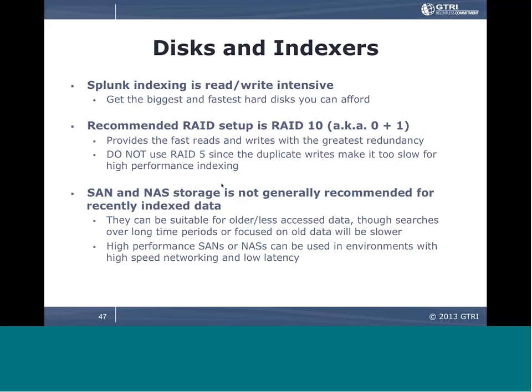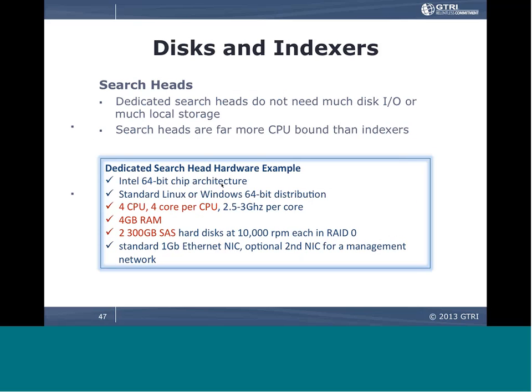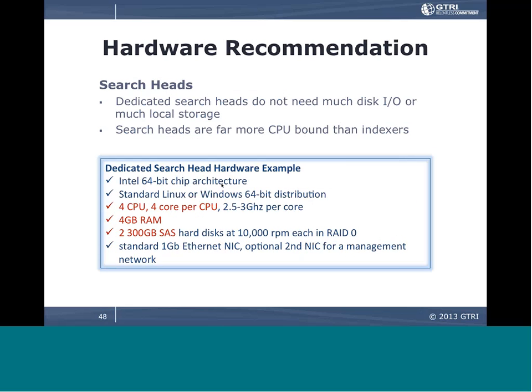Read write intensive, as you can see on this item there. RAID setup is 10. That's a fast RAID. And we don't like SAN or NAS for indexes. We really like locally attached storage. But if we do have network-based storage, we want it to be really, really fast storage, like maybe Flash or something like that. For search heads, it's a little bit compute intensive, and I think we need to upgrade these.